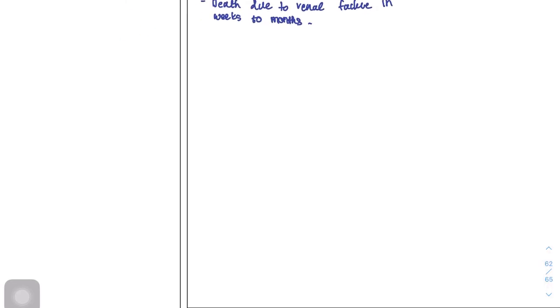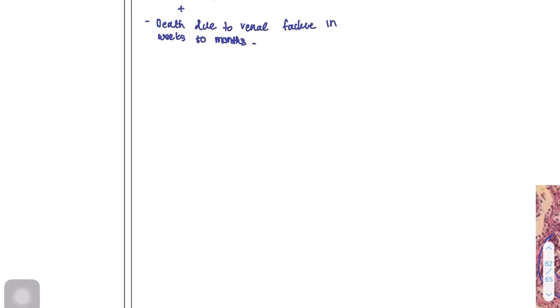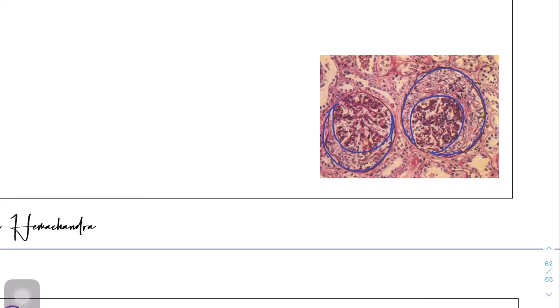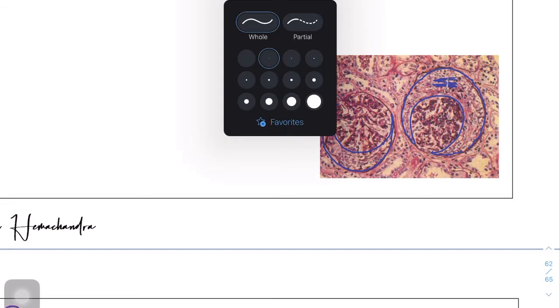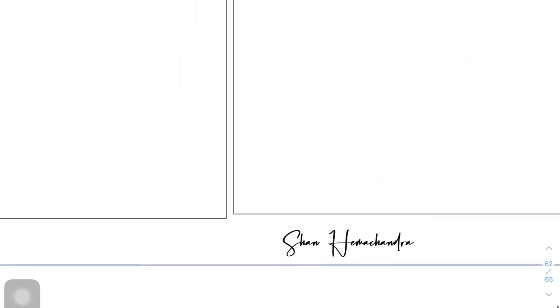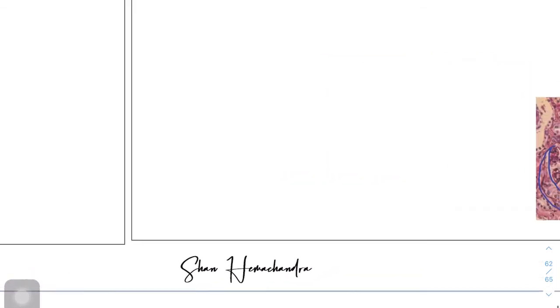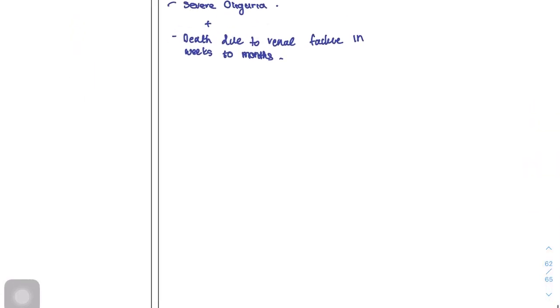So what happens here? There is going to be proliferation of cells. That is why you get so many cells, fibers, white blood cells here in this region. What are the types of cells that proliferate? It is going to be the parietal cells and the monocytes.